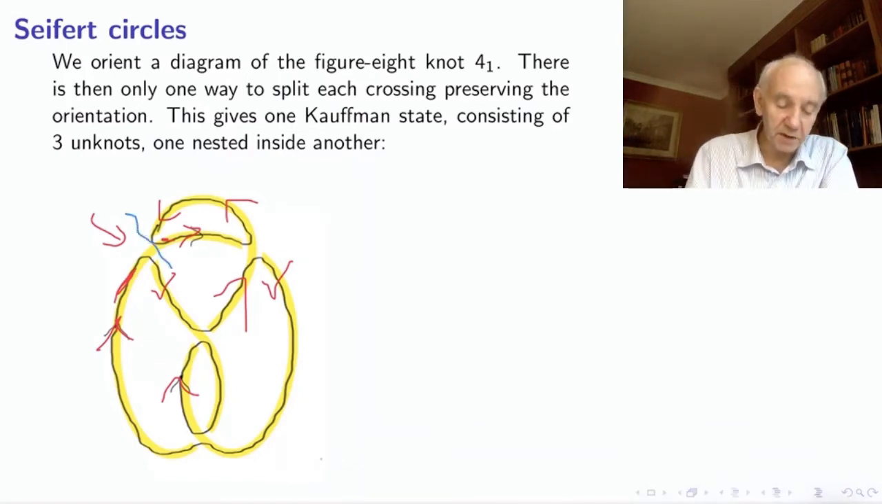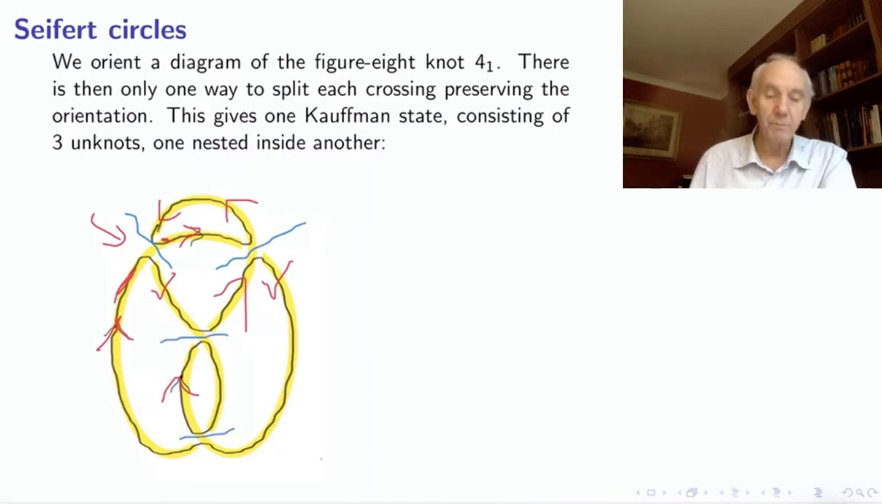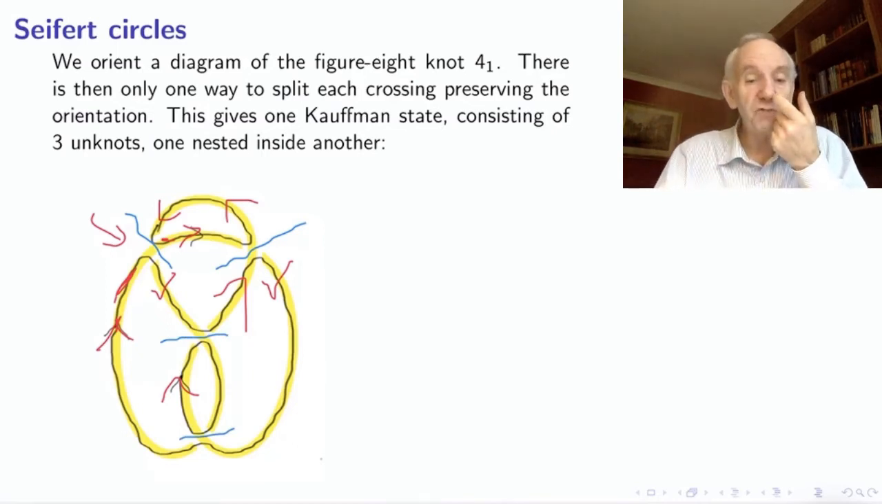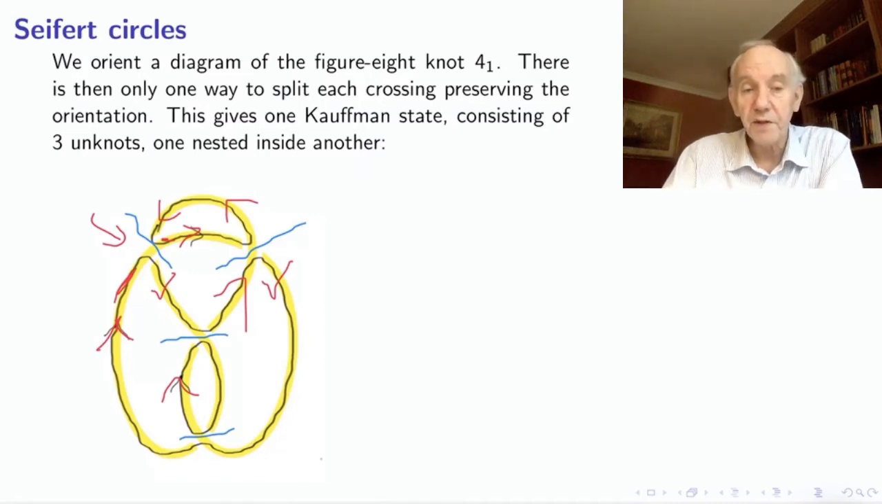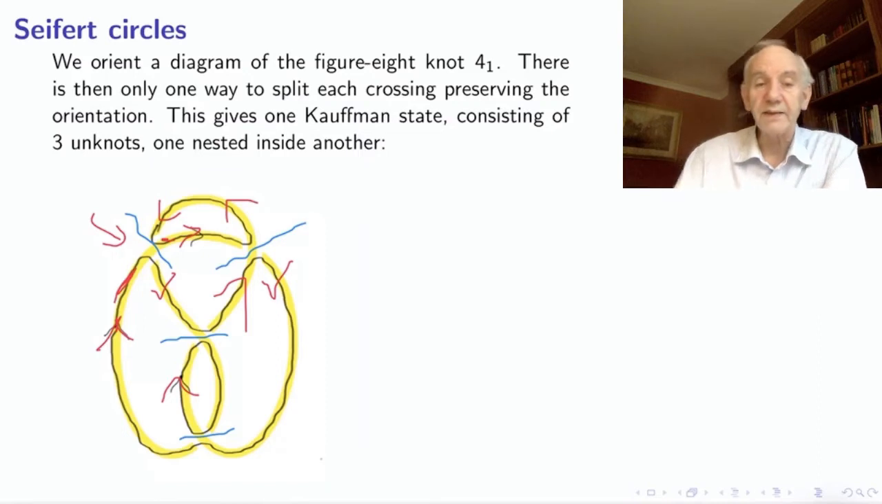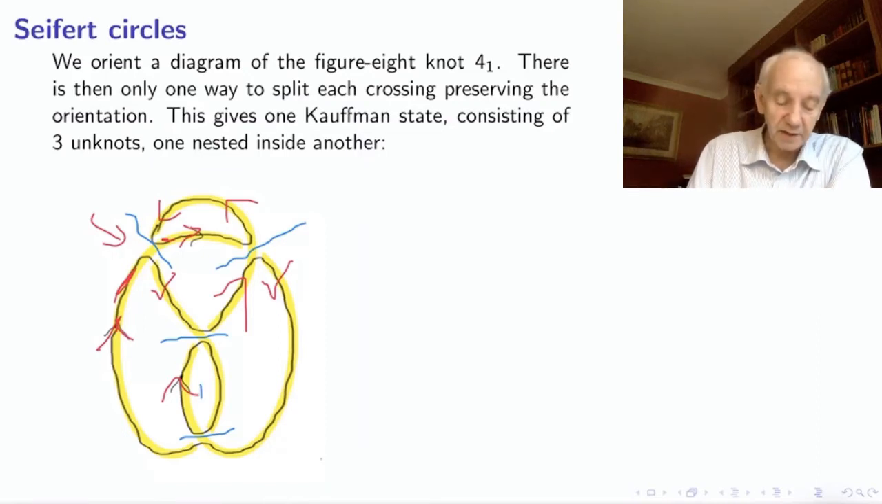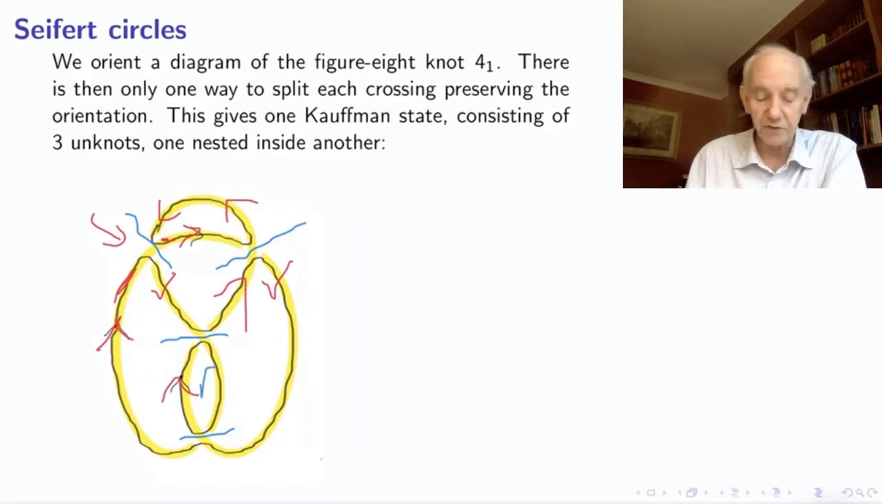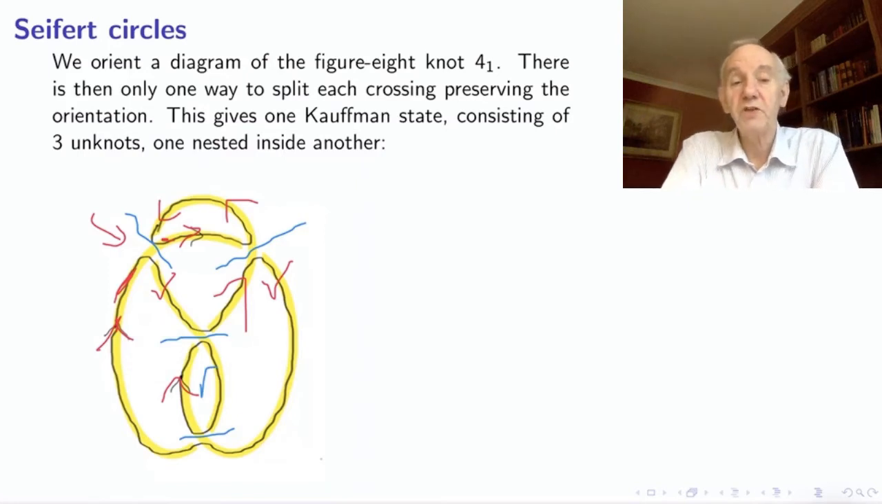And this one has to be split this way. And this one has to be split this way. And this one has to be split that way. So I do those splittings. That allows me to carry the orientations on all of the loops that remain. And I essentially get 3 unknots in the plane. This one here is nested inside the other one. Doesn't matter, but I get 3 unknots. And these are called Seifert circles.